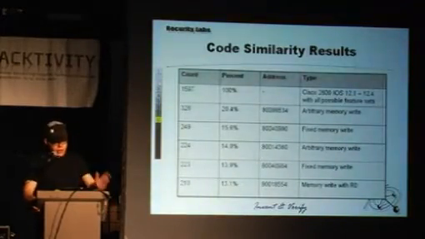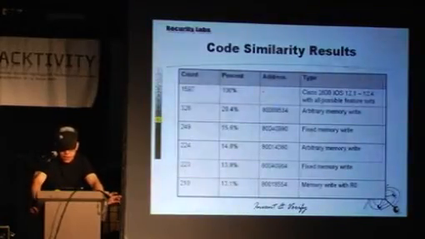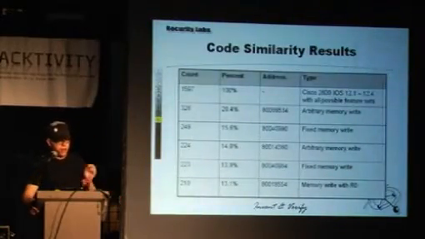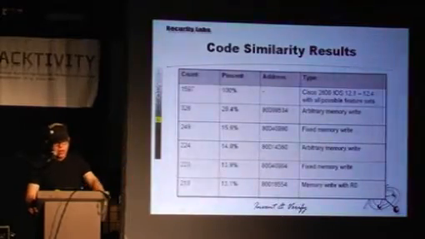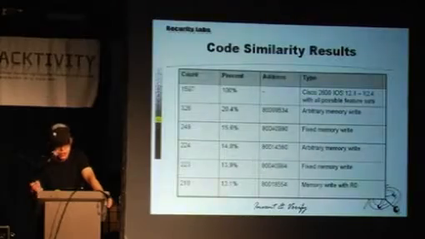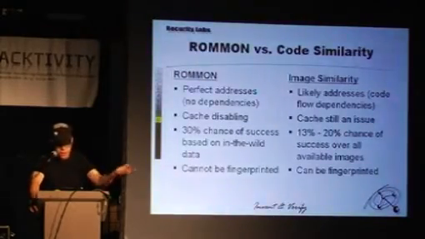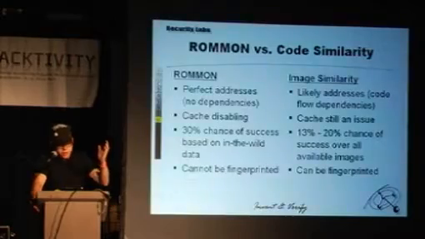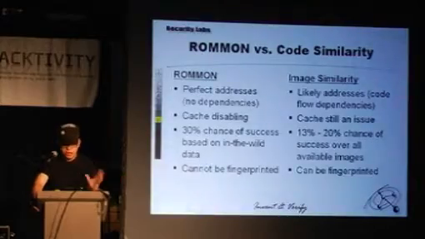Out of those 1,600 images, I found 326, which is about 20%, that had the same address for an arbitrary memory write. And there's a couple of others. So that actually presents an alternative option to the ROMMON. As you see, if you compare the two methods, the ROMMON provides perfect addresses. There's no guessing around. The image similarity mechanism only provides likely addresses.